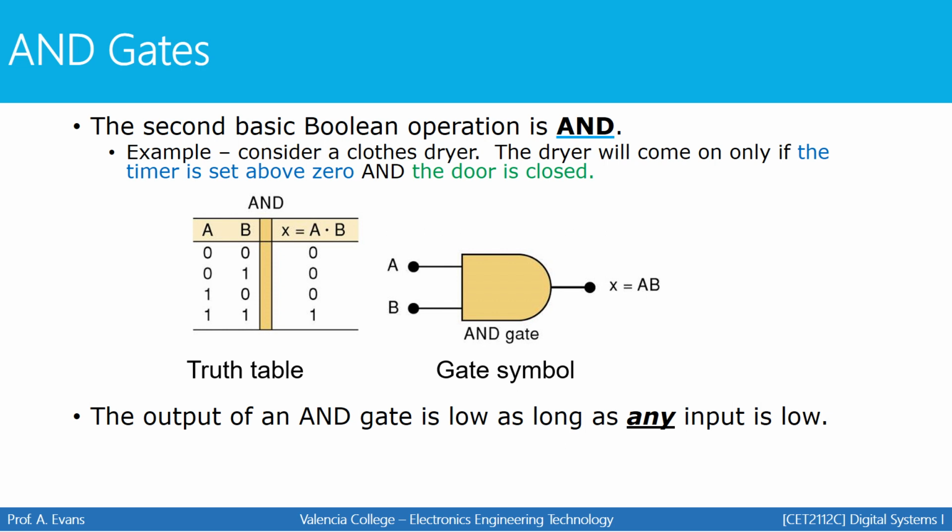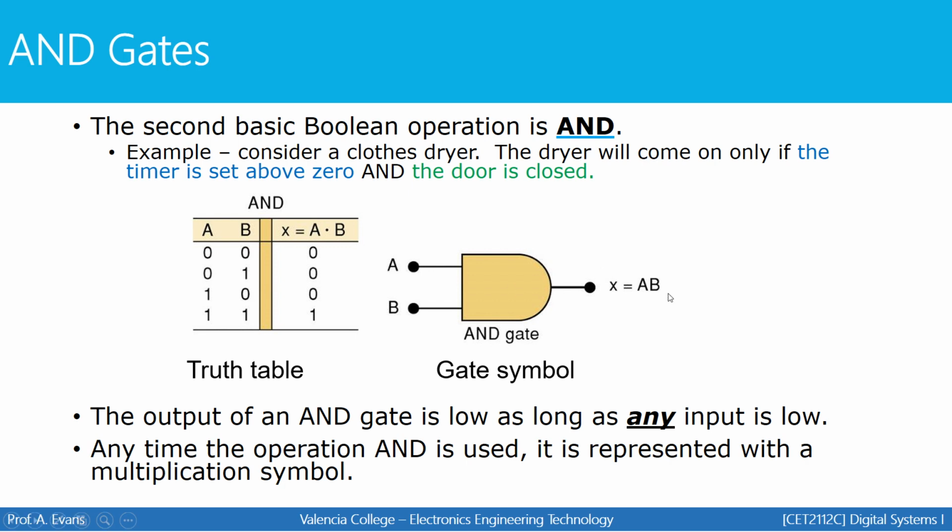Another way to think about it is that the output of the AND gate is going to be low as long as any input is low. So if you have at least one input that is low, the output will be low. Or, again, you can think about it as all the inputs have to be high for the output to be high.